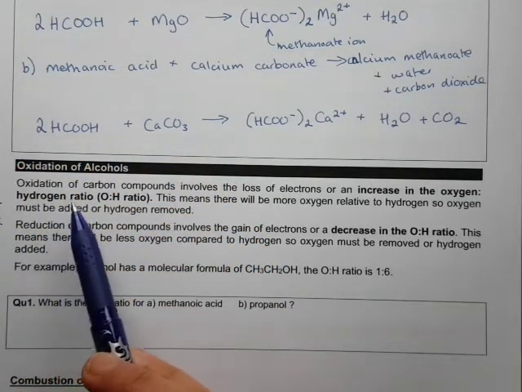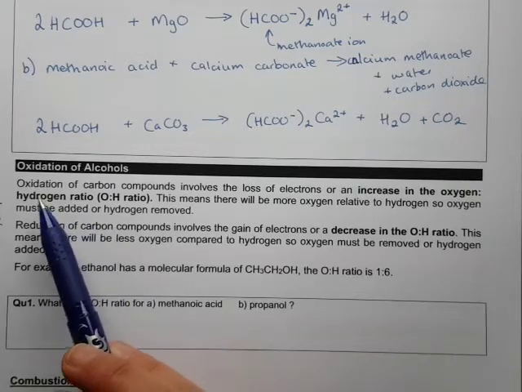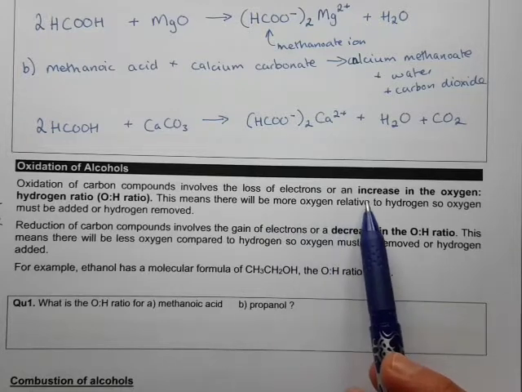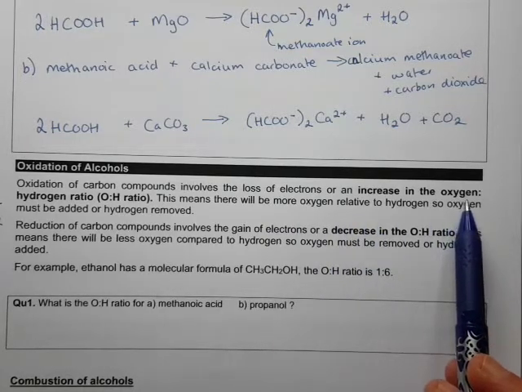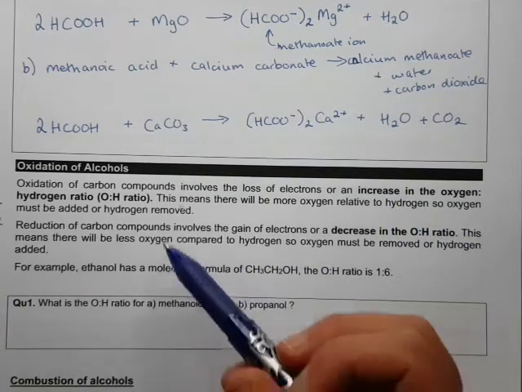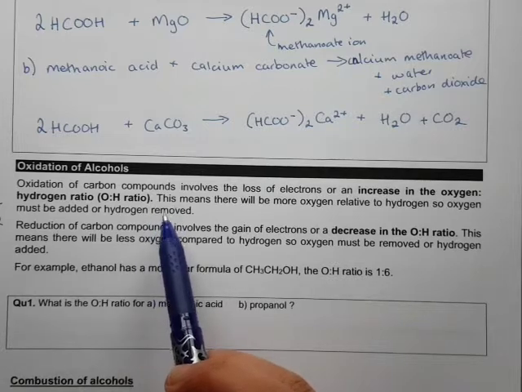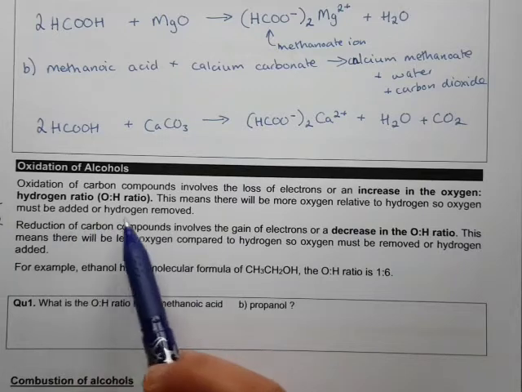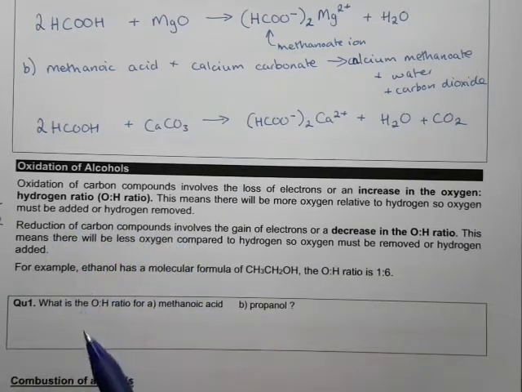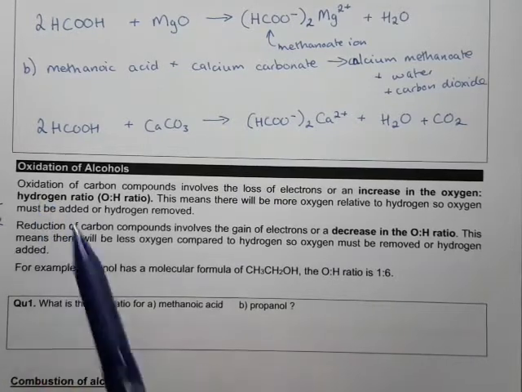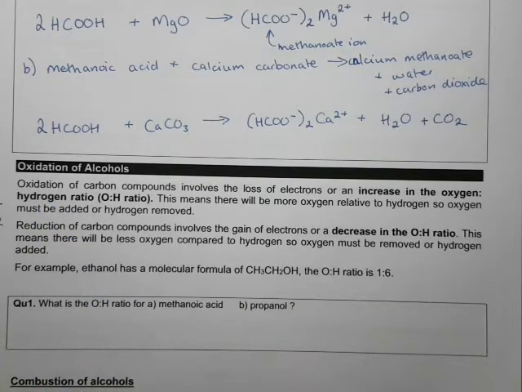But we can think of it slightly differently when it comes to carbon compounds. So oxidation of carbon compounds involves loss of electrons or an increase in the oxygen to hydrogen ratio. So this is what the SQA talk about, an increase in the oxygen to hydrogen ratio. An easier way of thinking about it is that this means that there will be more oxygen relative to hydrogen. So oxygen must be added or hydrogen removed. The way I like to think of it is oxidation, that kind of intuitively you think of that as adding oxygen, right? Oxidation means adding oxygen.